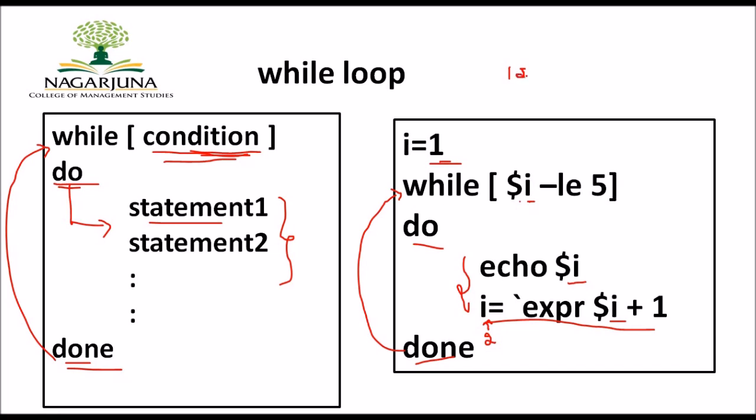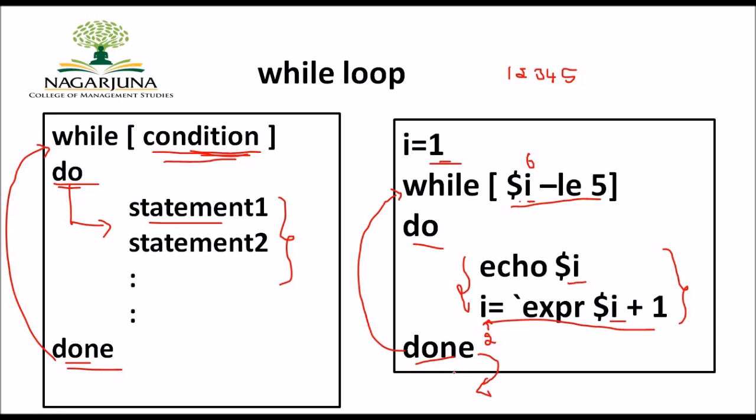So like this, the values 1, 2, 3, 4 and 5 will be printed. And once it reaches 6, if the value of I reaches 6, then we have a comparison operation, that is 6 is less than or equal to 5. So 6 is neither less than 5 nor equal to 5. So the condition has failed. Since the condition has failed, these two statements which exist between do and done will not be executed. Then the next statement which is present after the done will be executed. So this is how a while statement in shell programming basically works.